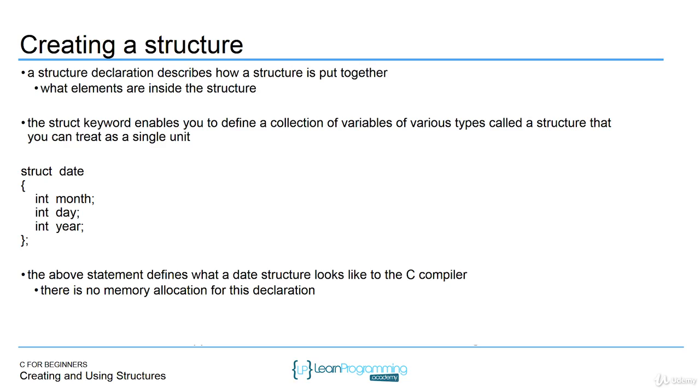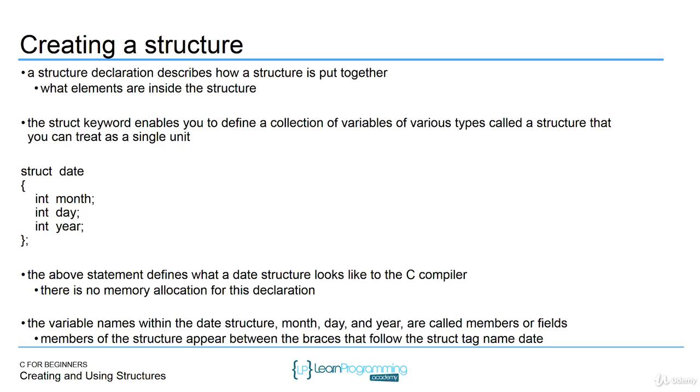There is no memory allocation for this declaration. Again, what you're saying is this is a structure that exists. I haven't started using it yet. I just said this is how it's going to be defined. This is going to be the date structure, and this is what it consists of. The variable names within the date structure, the month, the day, and the year, those are called members or fields. Members of the structure appear between the braces that follow the struct tag name, date.